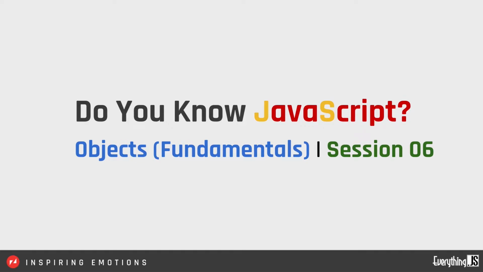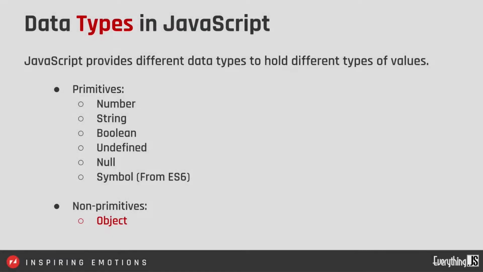So let's move on. Data types in JavaScript. I think you have already covered this in the second session. Basically there are two types. We can divide them into primitives and non-primitives. All the data types are primitives except the object. I'm not going to describe this in detail, as we have already covered it.